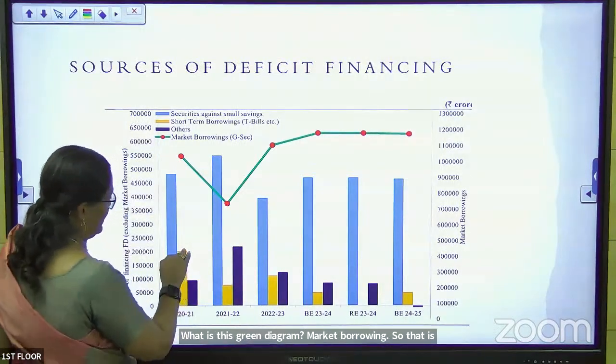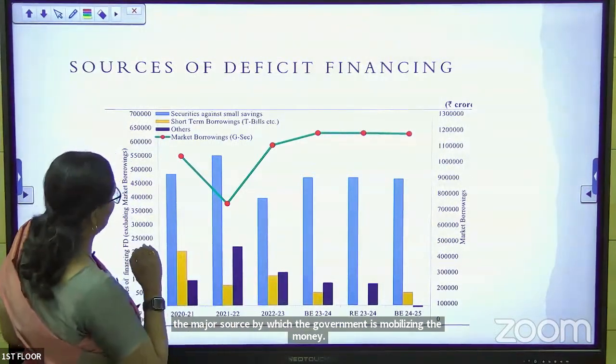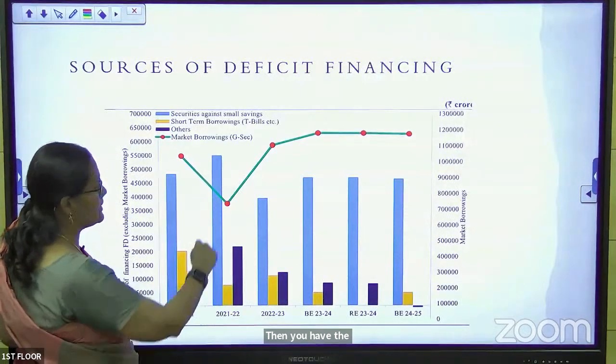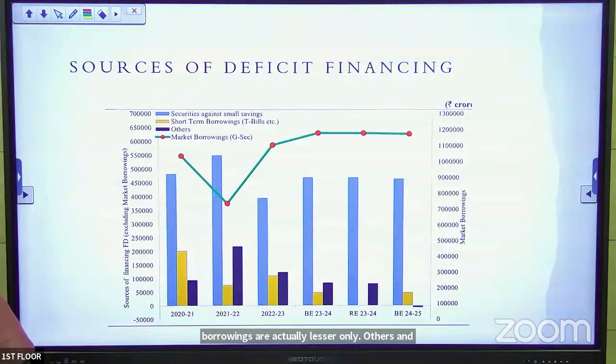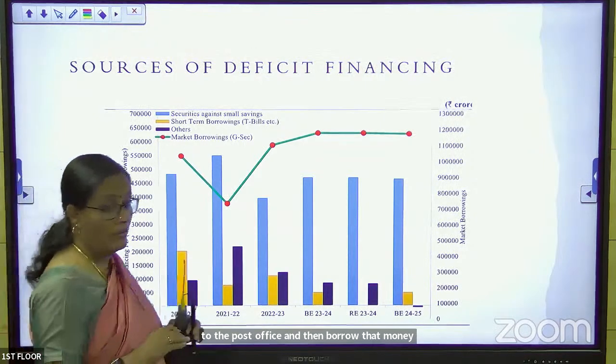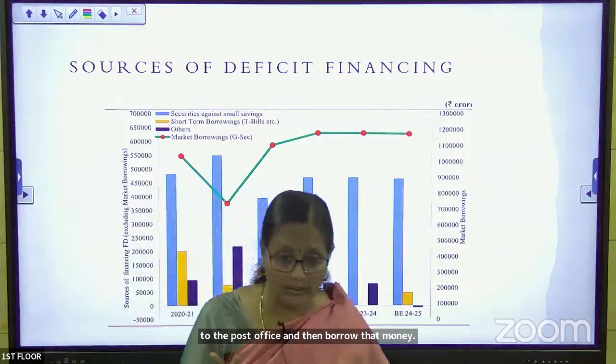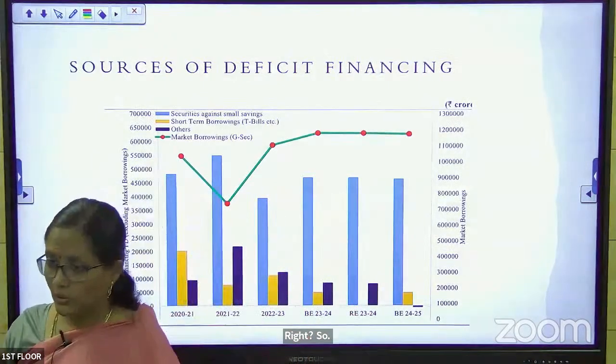Then you have the short-term borrowing. Short-term borrowings are actually lesser. Then others, and securities issued against the small savings. This is the other important thing which you have to realize. So market borrowings will directly come to you. Securities issued against NSSF, they will just give it to the post office and then borrow that money. So the impact of these two things is different. How is it going to be different?